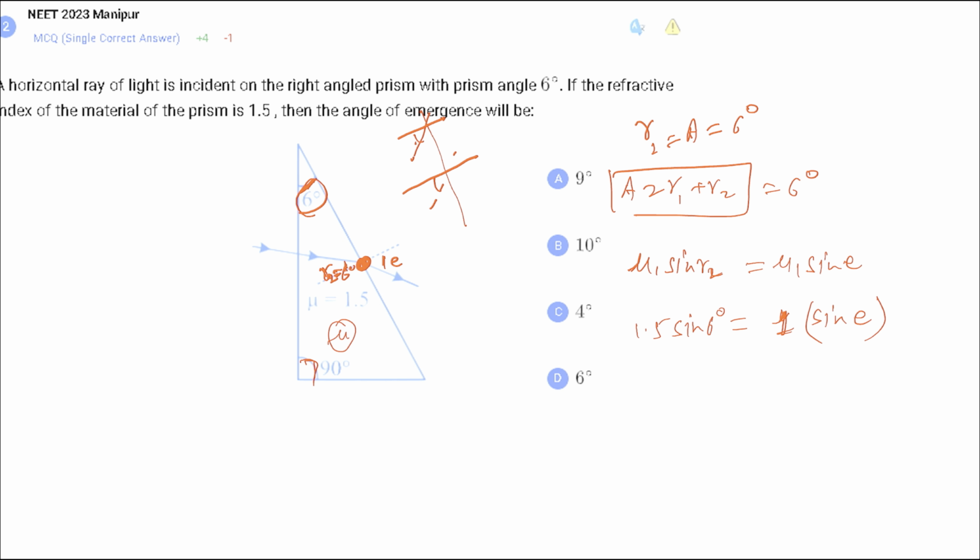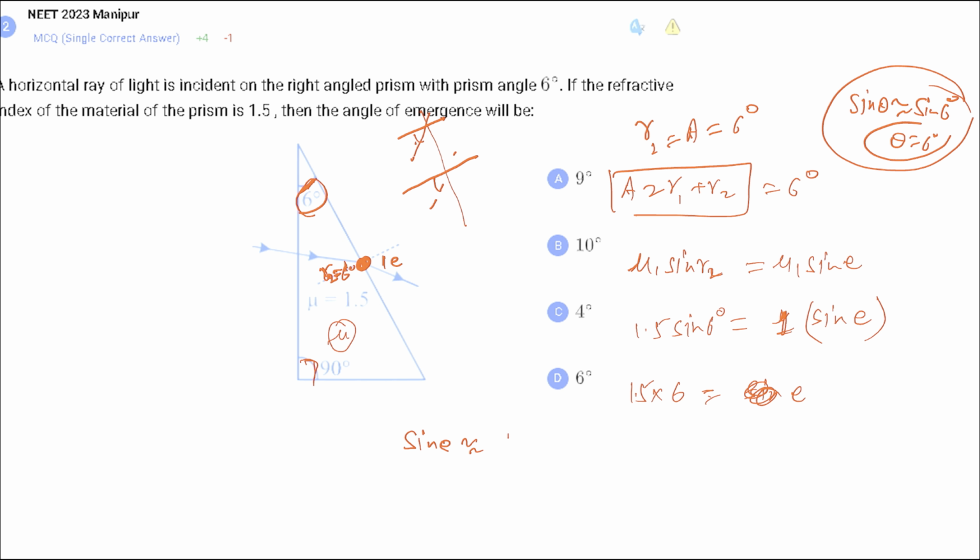Okay, and we know that sin theta is approximately equal to theta, means theta is approximately 6 degree in this case, right? So we can say that 1.5 into 6 is equal to sin E. So both the sides we are removing the sin, right? So both the sides sin remove कर दिया बच्चे, because sin E is approximately equal to the value of 6 degree, sin cancels on both sides, because the value is very less. So E is approximately equal to 9 degree here, because 6 into 1.5 becomes 9 degree.